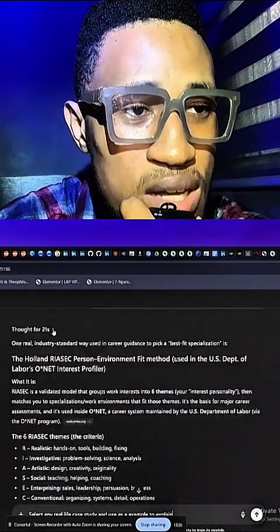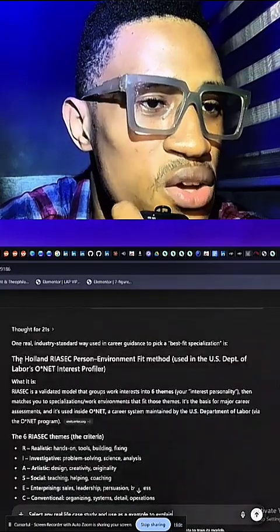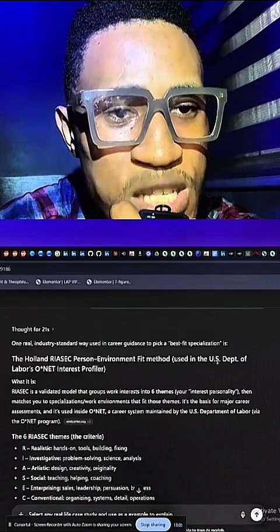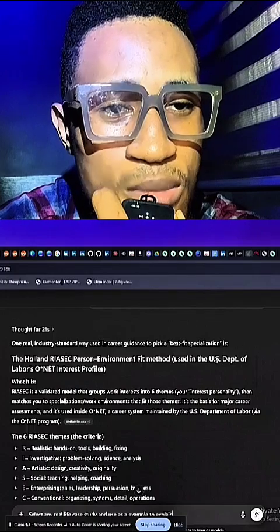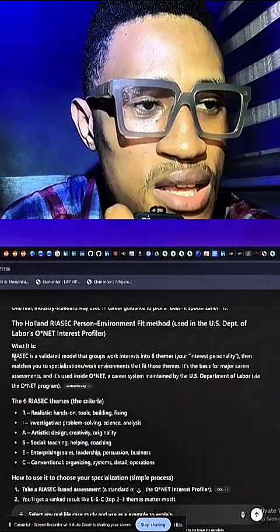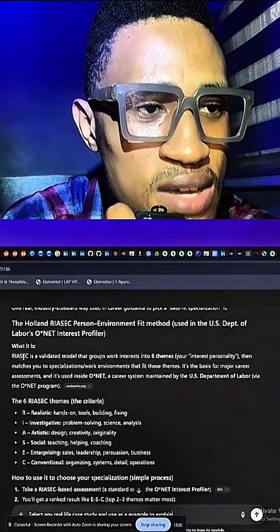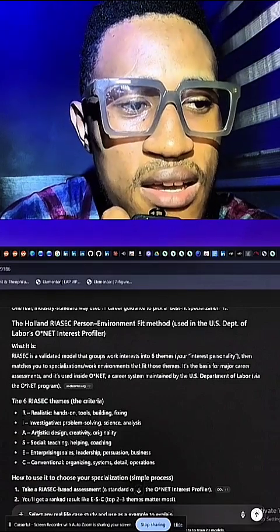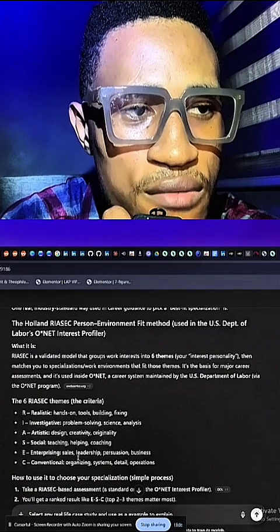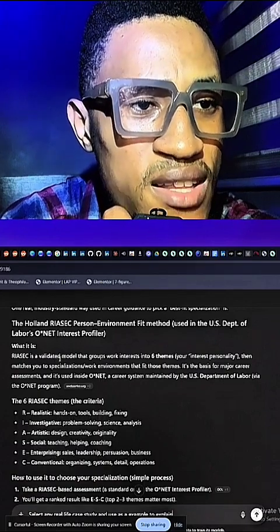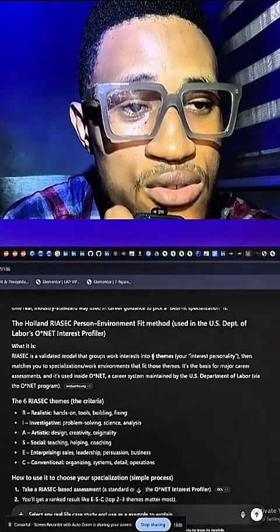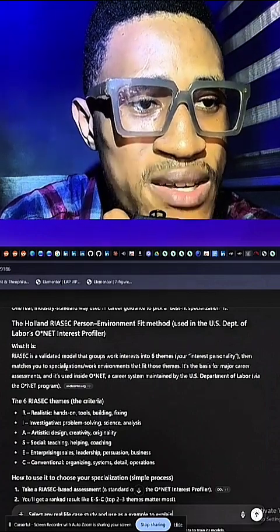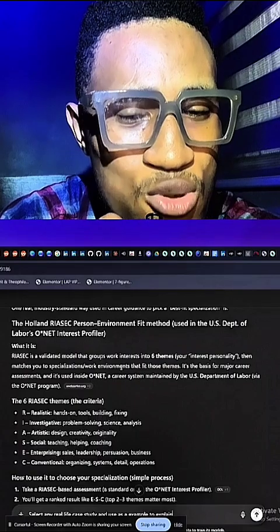It thought for about 21 seconds and then brought out something called the Holland RIASEC person-environment fit method used in the US. And when you mention the US, I also knew that okay, this has to be something I will pay attention to, and I read. So it said RIASEC. R stands for realistic, I stands for investigative, A artistic, S social, E enterprising, C conventional. So it said this RIASEC is a validated model that groups work interests into 6 themes. That's interest personality. Then it matches you to specializations or work environments that fit those themes.